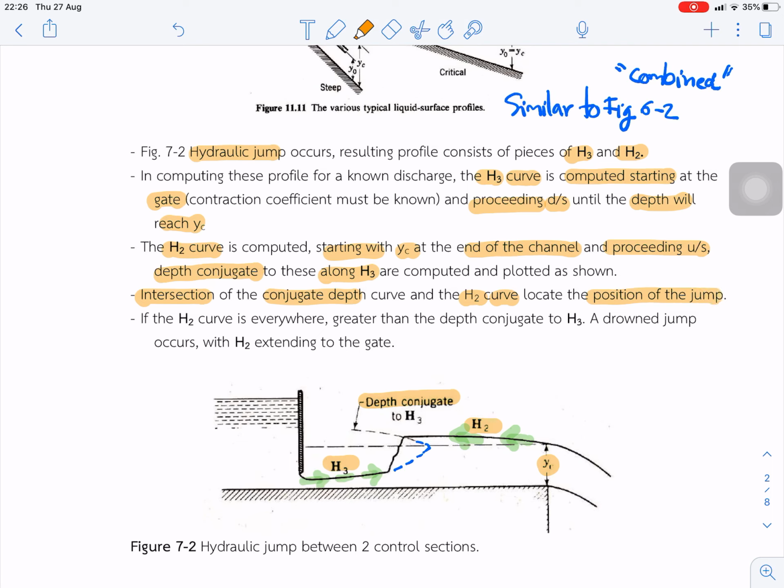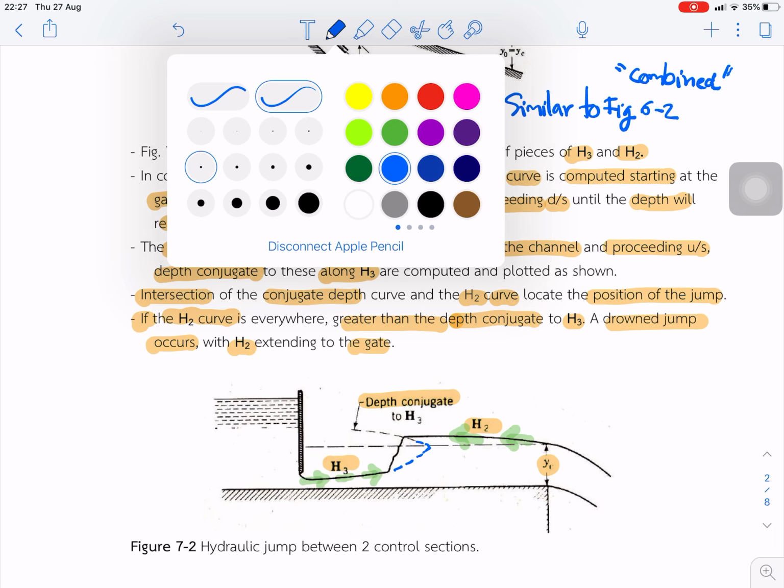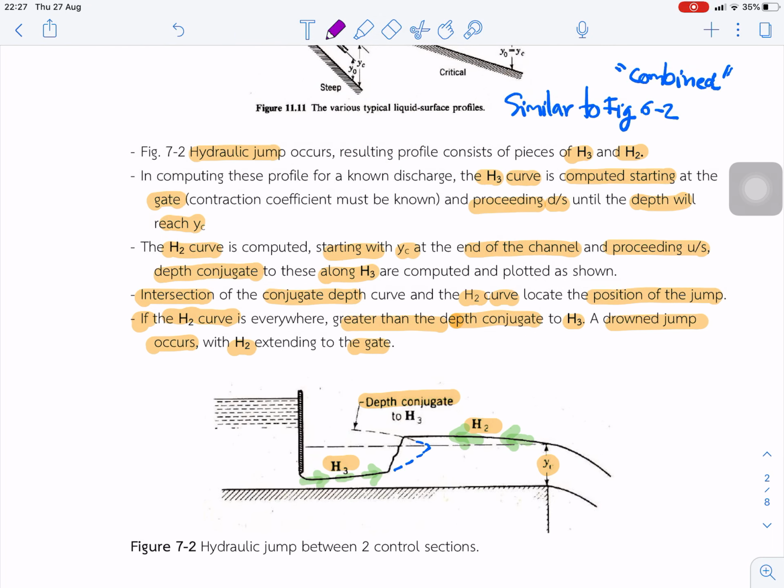If the H2 curve is everywhere greater than the depth conjugate to H3, it means it is a drowned jump, which occurs when H2 extends to the gate. So if the curve is like this, H2 everywhere, it is a drowned jump.